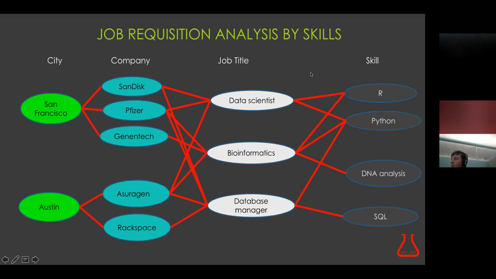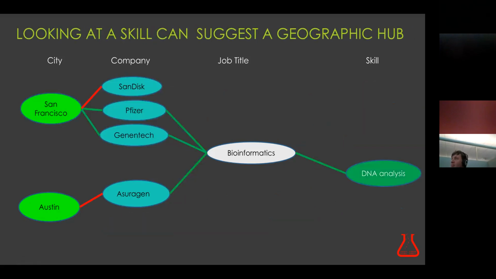And so here's an example of a couple of companies and cities and job titles and some of the skills that come up in those job titles. Gunnar's going to walk us through a couple of the features here. Okay. Can you all hear me? Yes, it's great. All right.